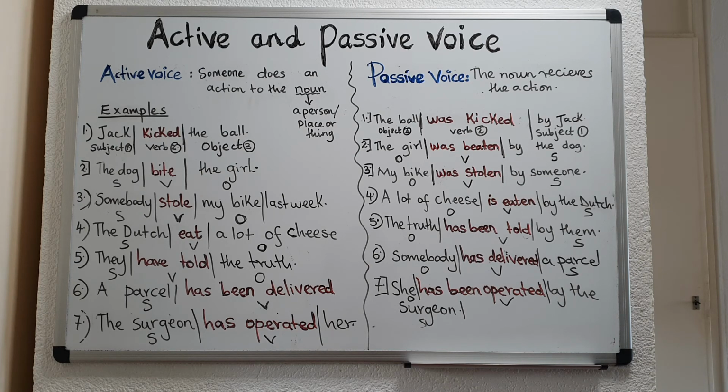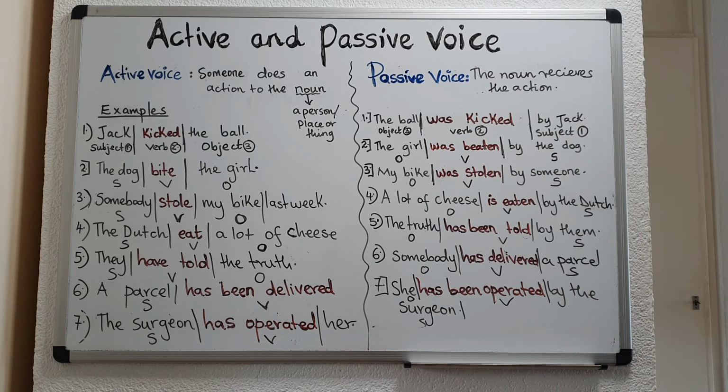Example 3. Somebody stole my bike. What happened to my bike? My bike was stolen by somebody. So you begin with my bike because it's the object, followed by was stolen because it has already happened. So we have to use was in front of stolen. And you end the sentence with a subject, which is by someone or somebody.